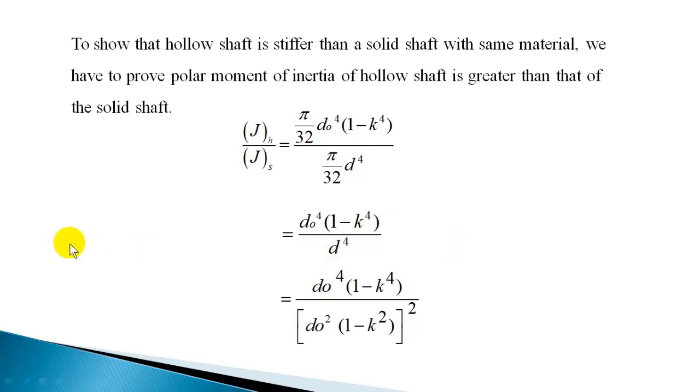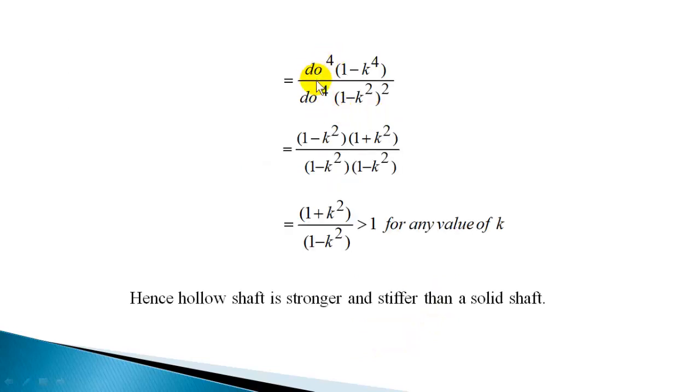Initially we got an expression from the given condition as d square is equal to d naught square into (1 minus k square). So d square you can substitute as d naught square into (1 minus k square). Now d to the power of 4 is the square of that. So you get d naught to the power of 4, which will cancel out. The numerator will have 1 minus k to the power of 4, and the denominator will have (1 minus k square) whole square.